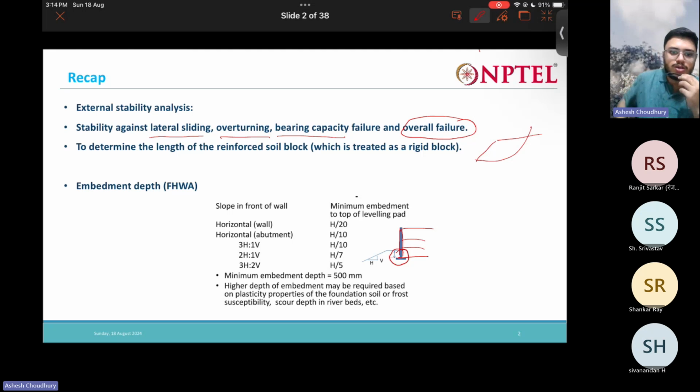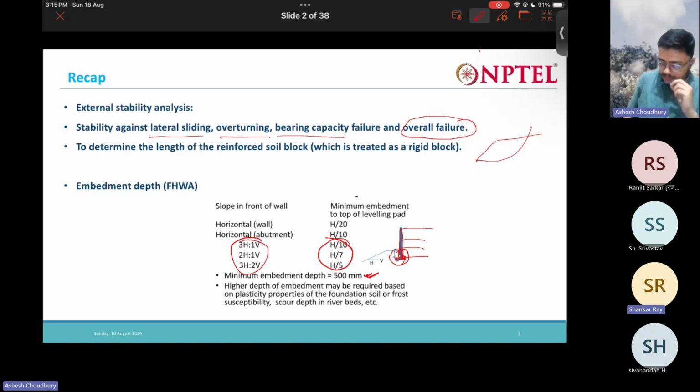Okay. So as I was saying, various codes have given various specifications regarding the embedment depth. Embedment depth is nothing but how much we should embed the retaining wall below the soil. For various degrees of slopes, we have various embedment depths given, and the minimum embedment depth that is recommended is 500 millimeters.